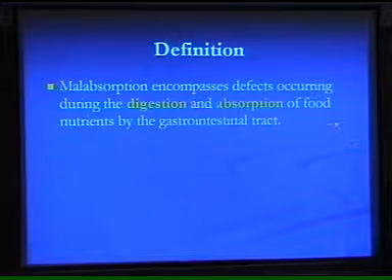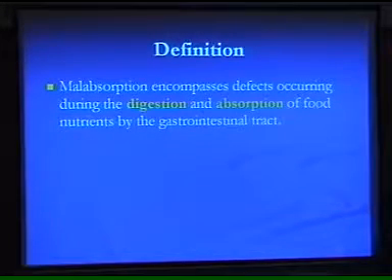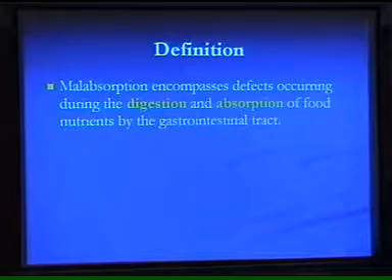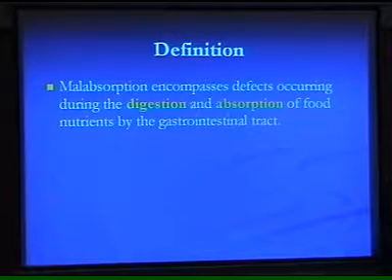It could be global, it could be partial. Global means that many nutrients are not absorbed. And partial malnutrition means that only a single nutrient is not absorbed, like pernicious anemia, in which only vitamin B12 is not absorbed.